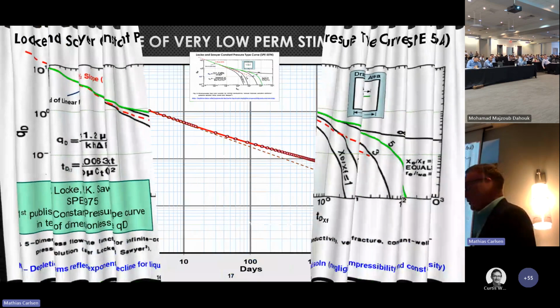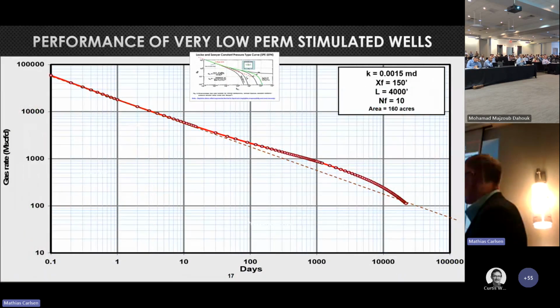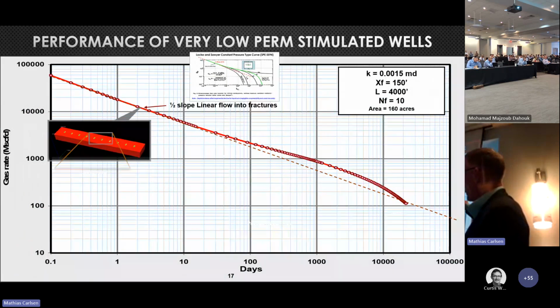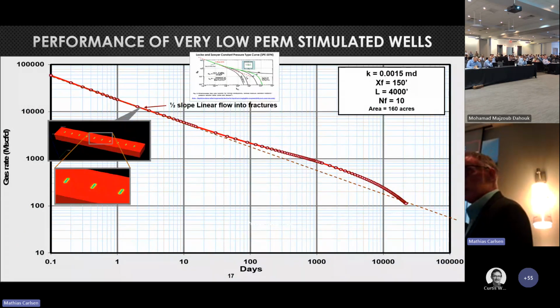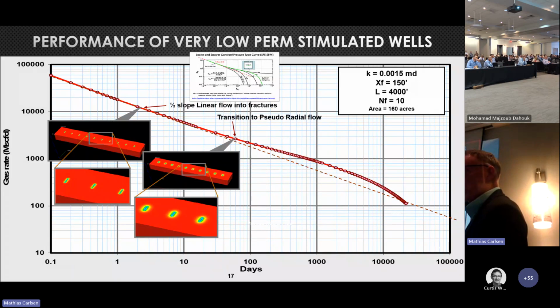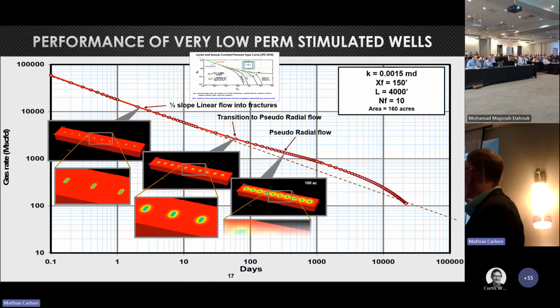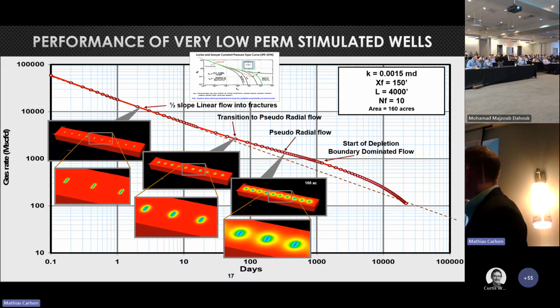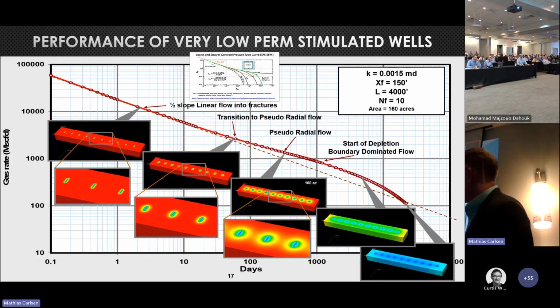So putting that from dimensionless terms into real terms, I ran this model probably back in 2009 because it was based on some Barnett work that I was working on. But using a permeability of 1.5 microdarcies, fracture half length of 150 feet and 10 fractures, you can see the period to the end of linear flow is at about 10 days with that kind of permeability.